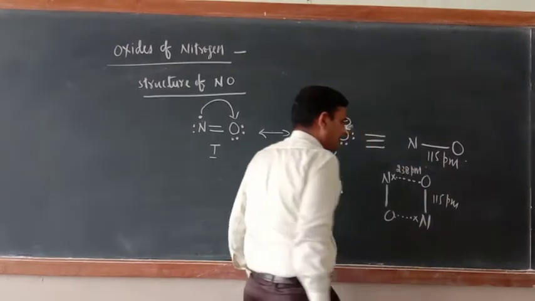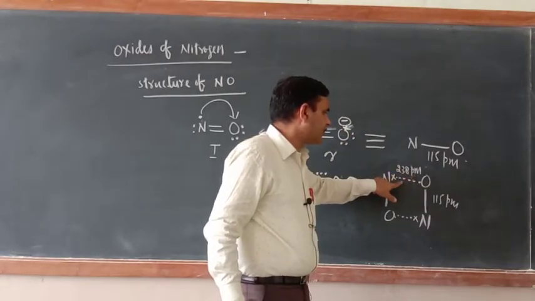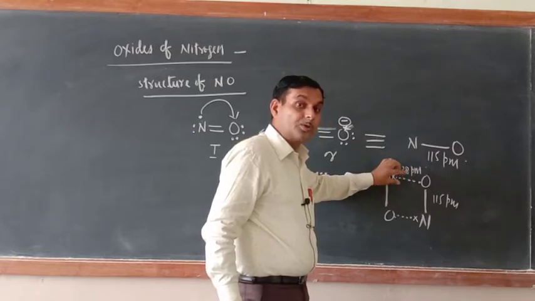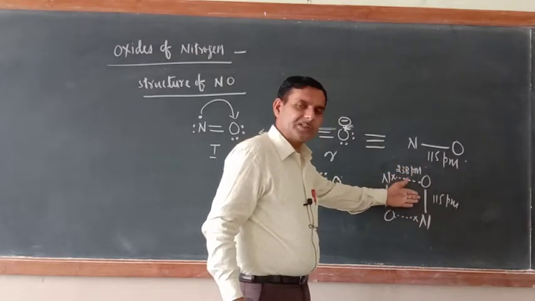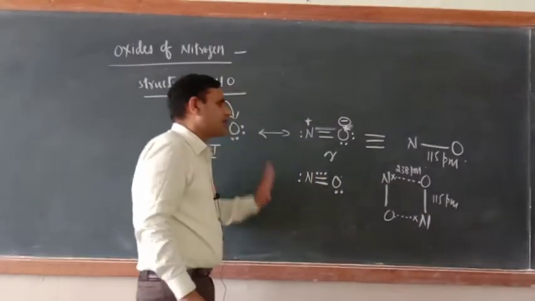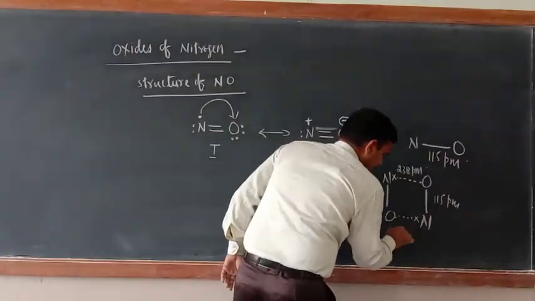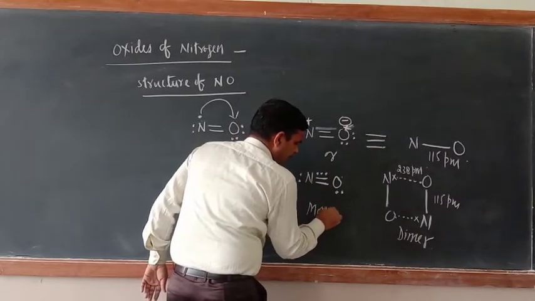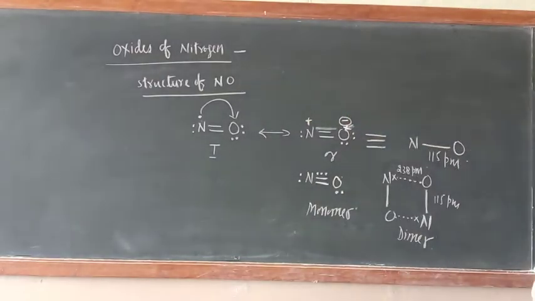So what does it indicate? Just see, since this bond length is 238 picometer, it indicates there is no strong bond. It is only a loose bond, that is why the bond length is more. And this N and O is the original covalent bond, and the bond length is less, that is 115 picometer. This is the dimer, and this is the monomer form. In this way, the structure of NO is also completed.